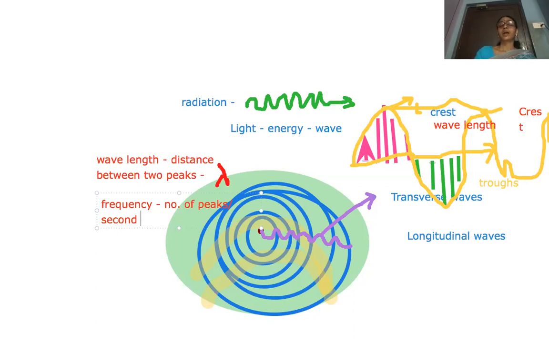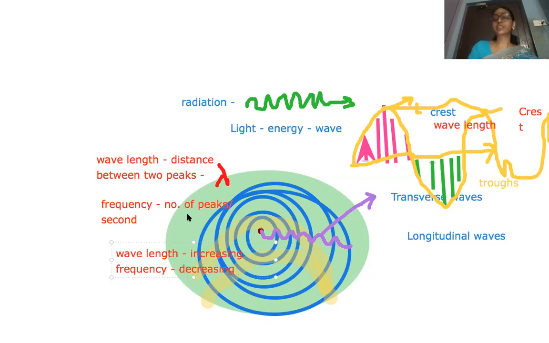If the wavelength is more, the number of peaks covered may be less. So the relationship between wavelength and frequency is inversely proportional. How are frequency and wavelength related? Inversely. If wavelength is increasing, automatically what does it mean? Frequency is decreasing. So this is what we are concerned with in transverse waves.